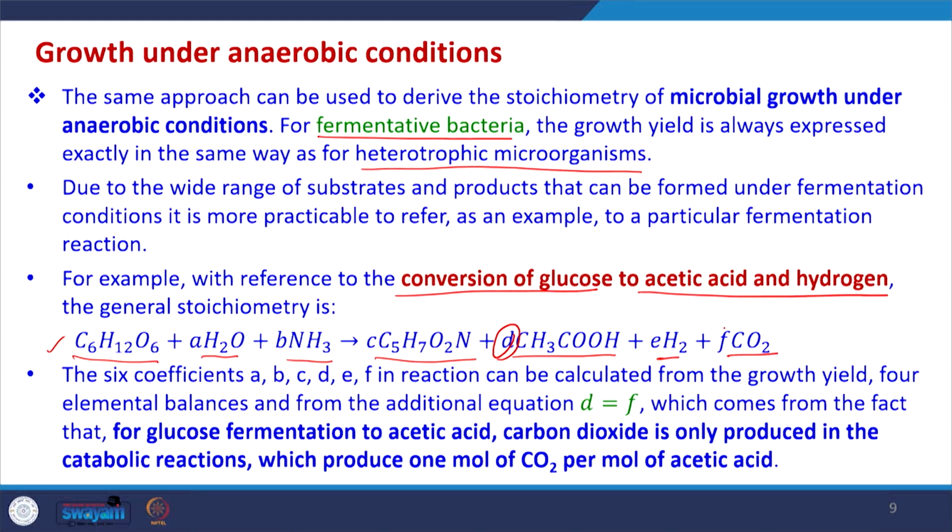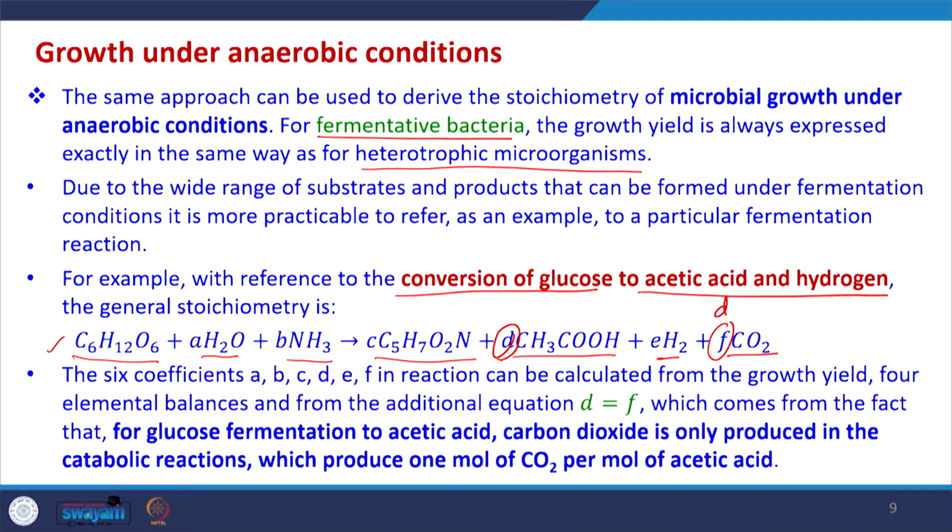Now, again we can write only 4 elemental balances, but an additional equation is that the value of D will always be equal to the value of F, which comes from the fact that for glucose fermentation to acetic acid, carbon dioxide is only produced in the catabolic reactions, which produces 1 mole of CO2 per mole of acetic acid. Because of this known fact, the values of D and F are equal. So, we can write here in place of F the value of D.